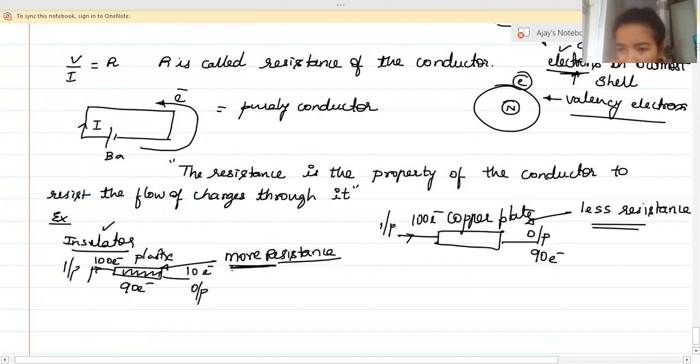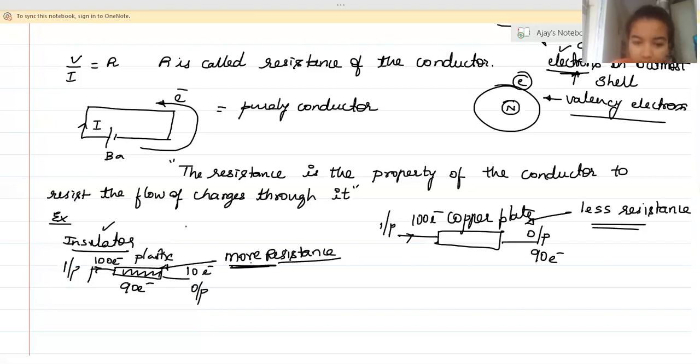More resistance. So resistance is nothing but what is happening? It is blocking of something. Resistance in English means something blocking, right? Avoiding.